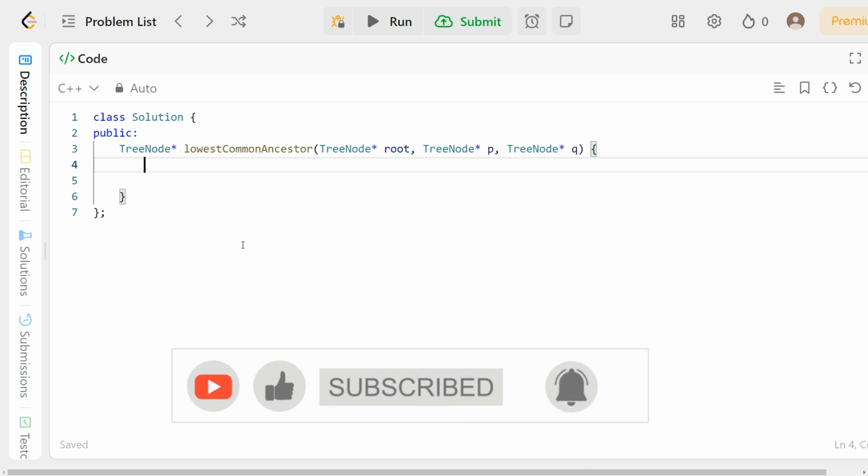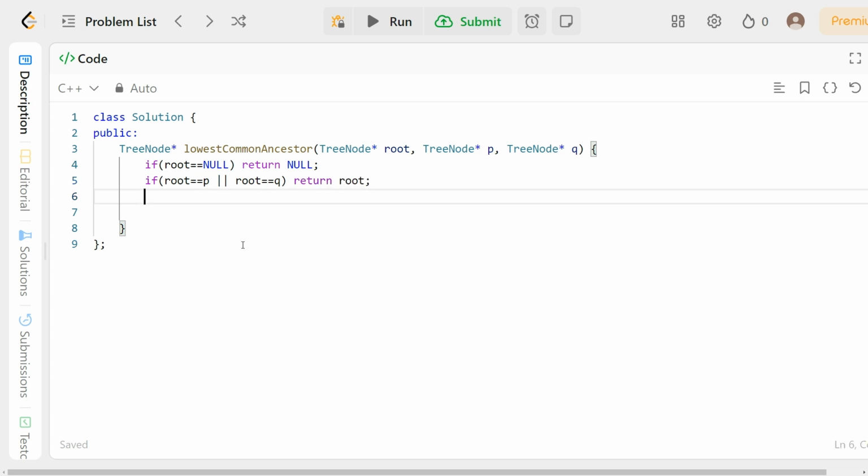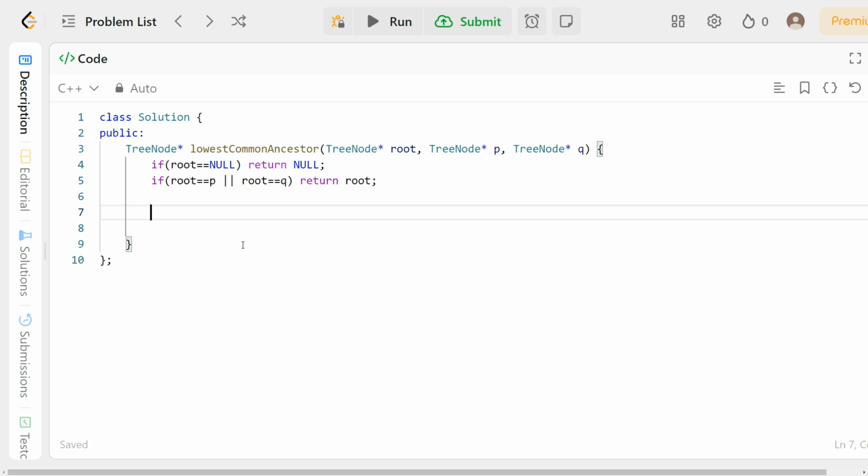Now moving on, first let us write the code here: if my root equals null, return null. If my root equals null, I will not be able to do anything. Otherwise, the second condition is if my root equals p or root equals q, that is, if I found any one of them, return root, right? Now get the values from the left and right.